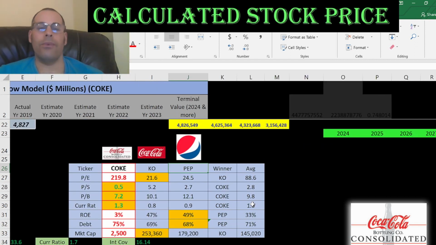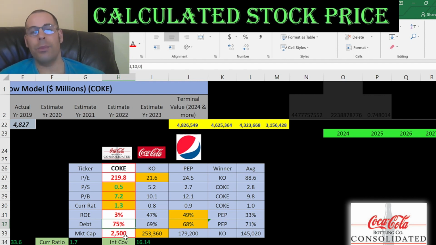The best way to look at ratios is to compare them to similar companies. We're going to compare them to Coca-Cola, ticker KO, Pepsi, and this is Coca-Cola Bottling Company. And Coke has a PE much worse than the average. They're the worst in that category. But they do have the best price to sales, price to book, and current ratio, which is really good. Their ROE is terrible because they don't have much earnings. They're the highest in debt, and they're the smallest company by far.